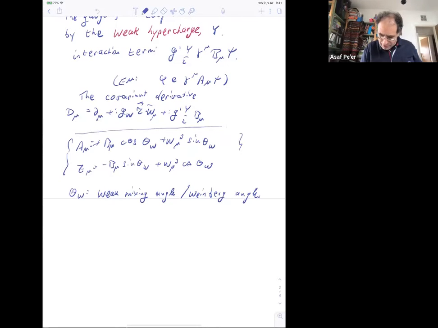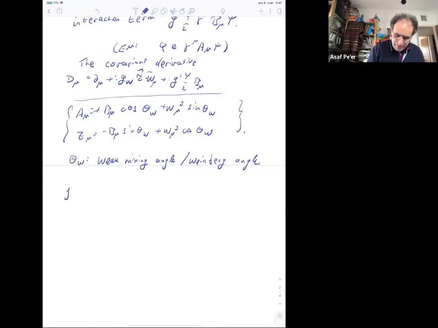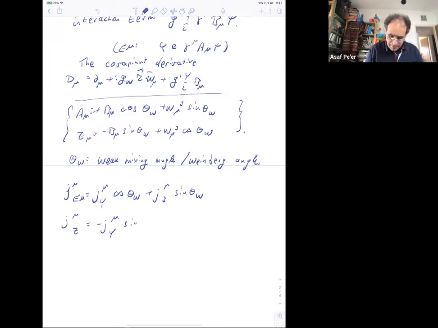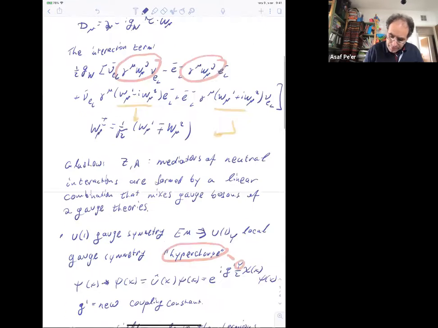Okay, if we believe this structure, then we can write down the fermionic currents associated with these Bs, and associated with the photon and the Z boson, of course. We have J mu electromagnetic is J mu Y for the hypercharge, cosine theta weak plus J mu 3 sine theta weak, and the current for the Z boson is minus J mu Y sine theta weak plus J mu 3 cosine theta weak. And the J mu 3 is exactly what we had here.